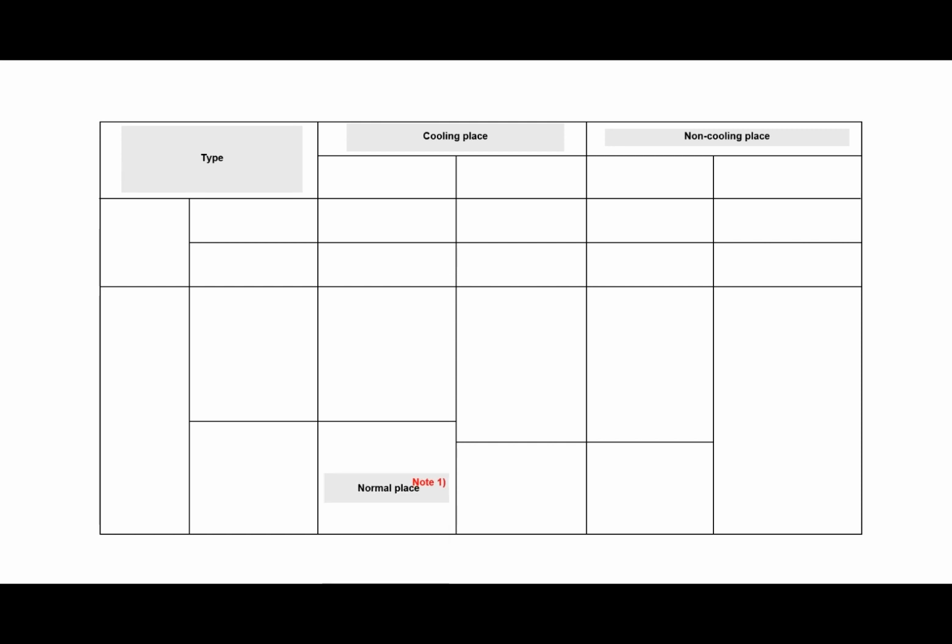And for the cooling place, we have the normal conditions place and the special conditions place. And for non-cooling place, we also have the normal place and the special conditions place, the same. And for our scope of air conditioners, we have liquid line and gas line piping.